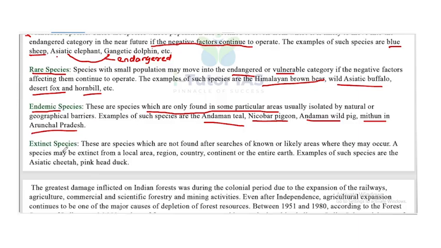Now, extinct species. These are species which are not found after searches of known or likely areas where they may occur. A species may be extinct from a local area, region, country, continent, or the entire earth. Examples for that are the Asiatic cheetah and pink-head duck. So these are extinct species. They are already extinct.